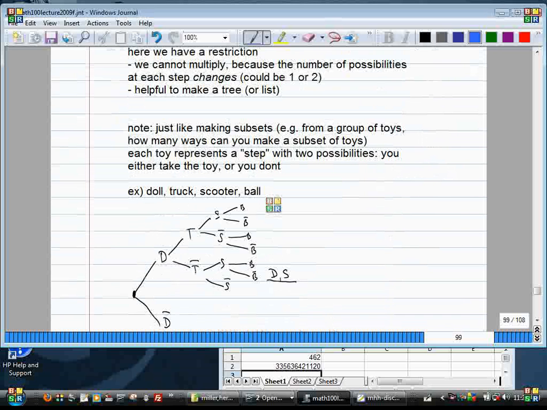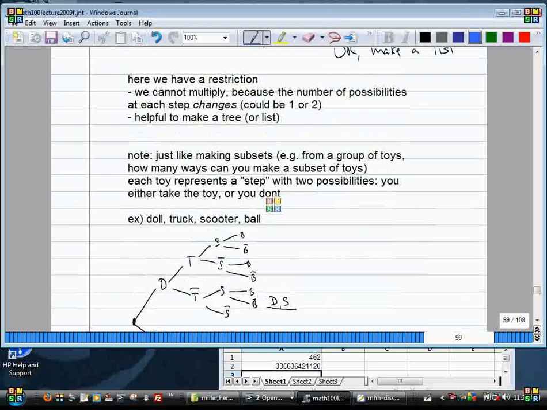And then the way that you do a tree is every time you have a choice, you need to branch off of that one. So doll branches twice into truck and not truck, and not doll would also do the same. I haven't finished the tree. I've just done the top half of the tree. Then off of truck, you have scooter and not scooter. And off of don't include truck, you have include scooter and not include scooter.